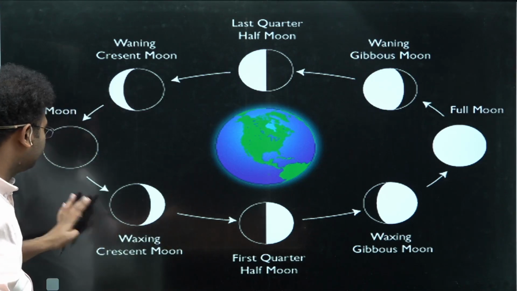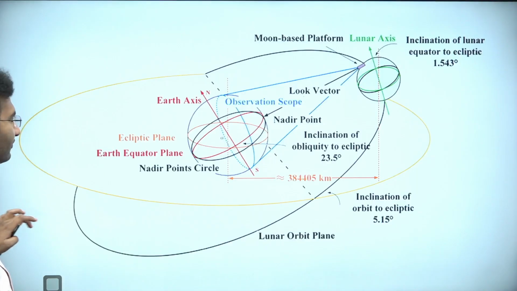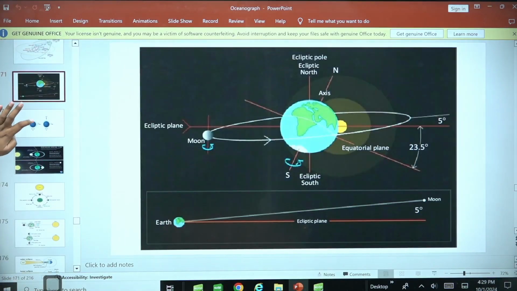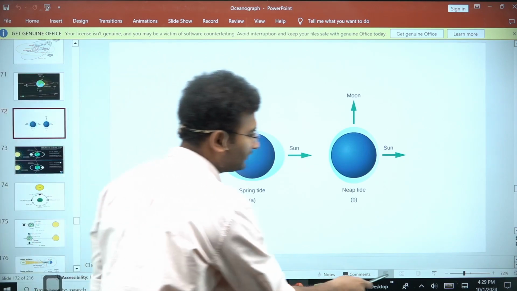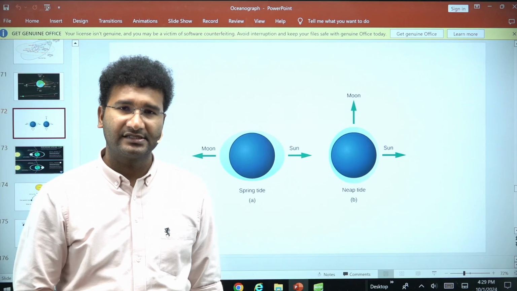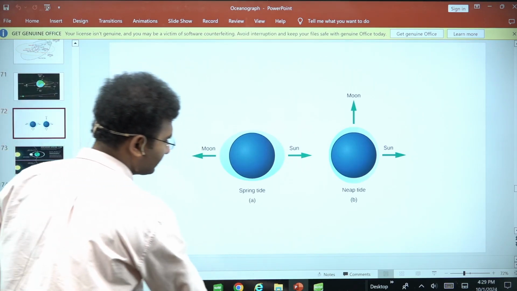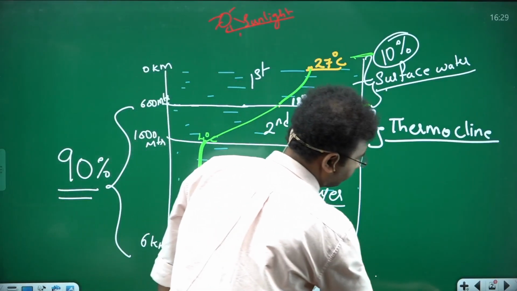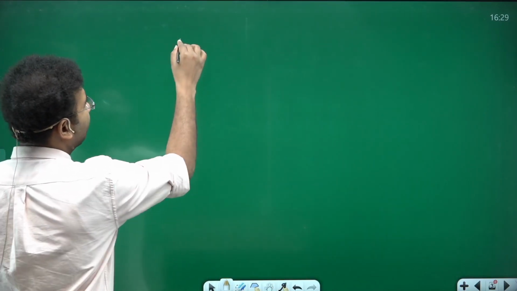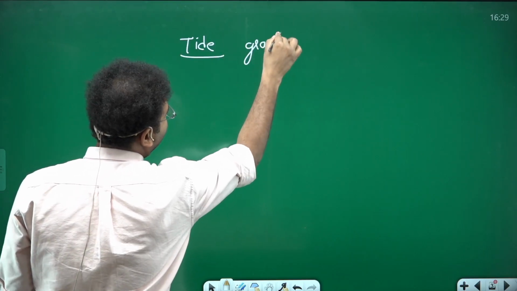So see here. Now I wanted to tell you how these tides are formed. Just a minute. These tides are formed because of gravity. Gravity of what? Gravity of the moon and the sun. Look, the reason for the formation of the tides is like this. The major reason for the formation of the tide is gravity. In fact, gravity pull.